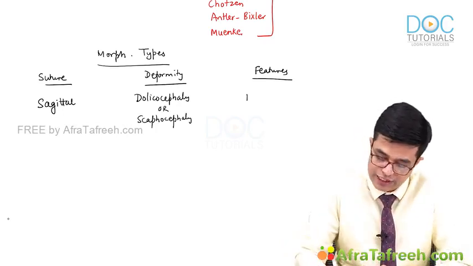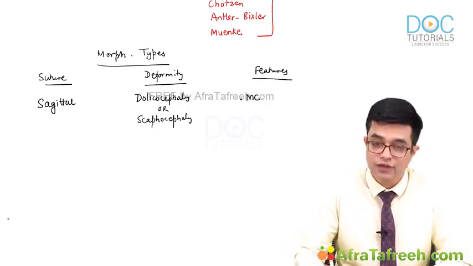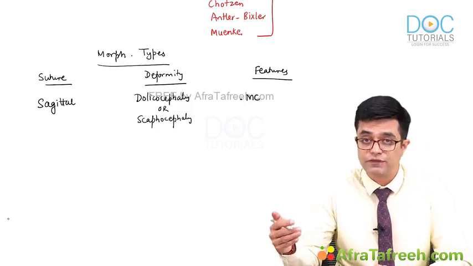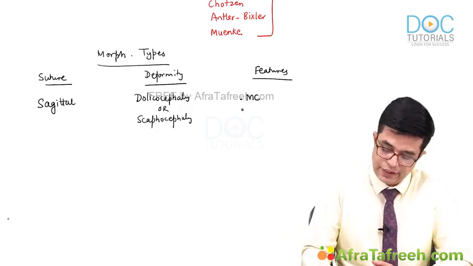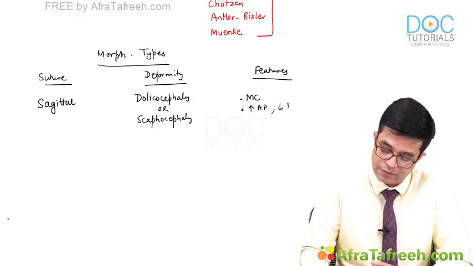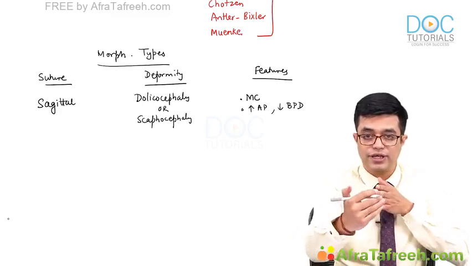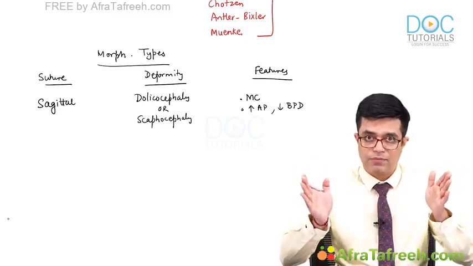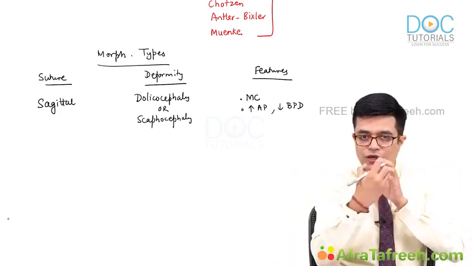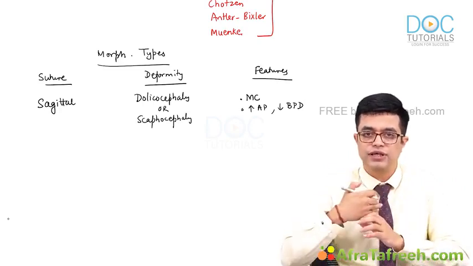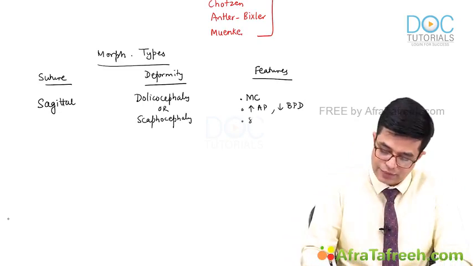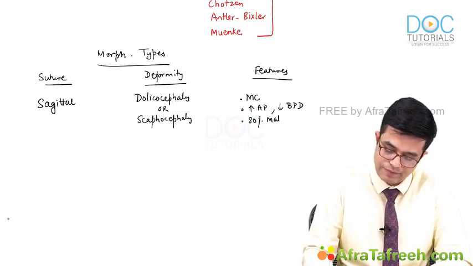This is the most common type of craniosynostosis, seen in more than 50% of these individuals. They have increased anteroposterior diameter and decreased biparietal diameter. So anteroposteriorly they are elongated, and biparietal diameter is decreased. So it is an elongated skull in the anteroposterior line. 80% of them are found to be males.